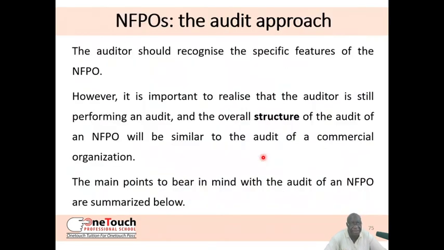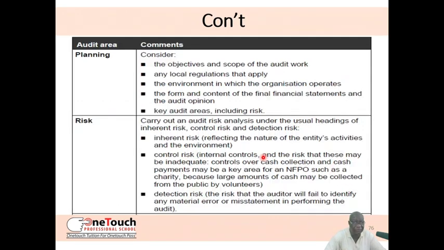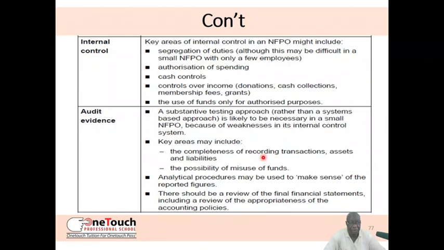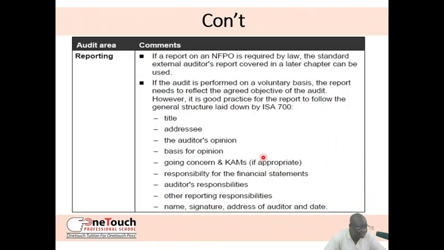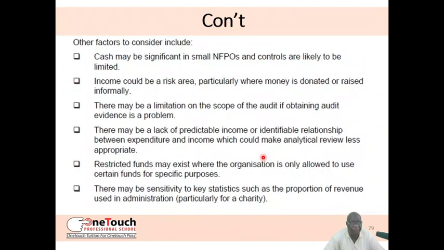Now they are telling you that, yes, the main points you have to bear in mind with the audit of not-for-profit organizations are, one, you have to plan the audit. You have to know the risks. You have to check the internal controls. Then you must obtain audit evidence. Then you must report on them. So this is the summary of what? Not-for-profit organization. But don't forget, other factors also come in here.